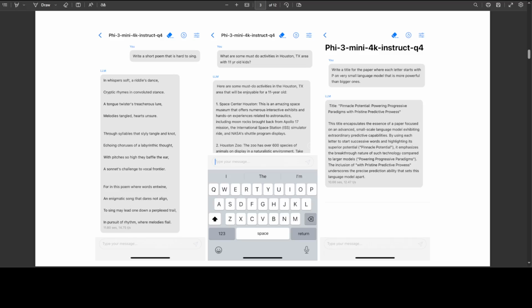If you look at this screen, what is happening here is that this is a screenshot from an iPhone with the A16 Bionic chip, and it's a 4-bit quantized Phi-3 mini which is running on this iPhone, and it is generating over 12 tokens per second. How good is that?